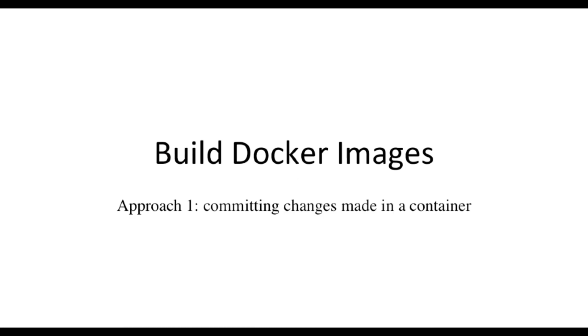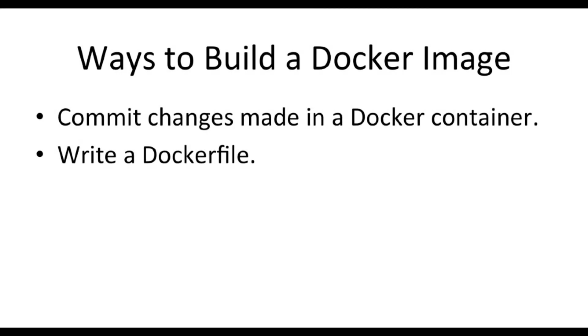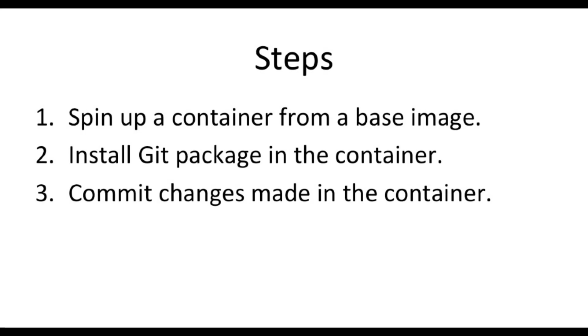In this lecture, we'll learn how to build Docker images. There are two ways to build a Docker image. We can either commit our changes made in a container to make a new Docker image, or we can write a Dockerfile to build an image. In this lecture, we'll start looking at the first approach. Here is what we'll do in the lecture.